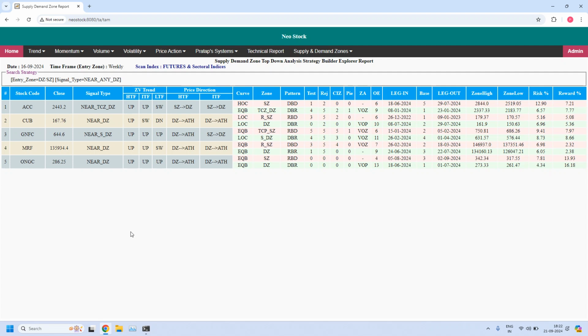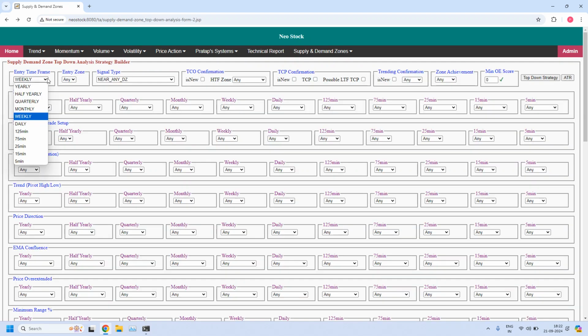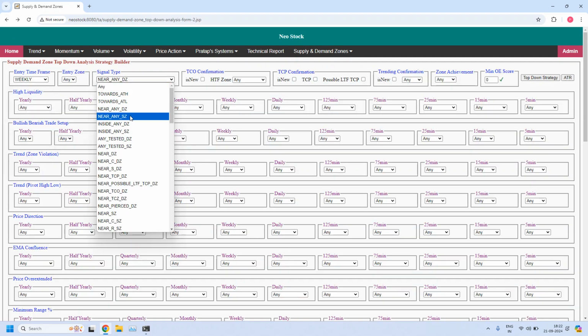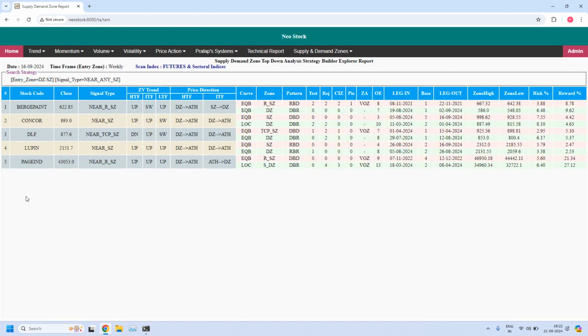Okay, now let us move on to the next report. For the weekly time frame, let us find the stocks near the weekly supply zone. 5 stocks are filtered near the weekly supply zone.